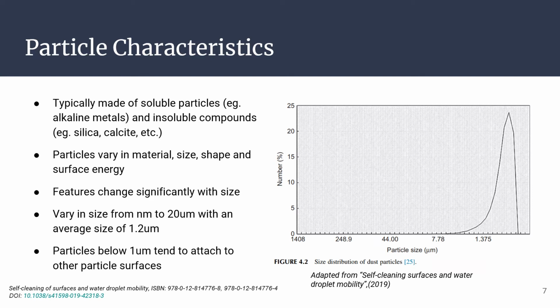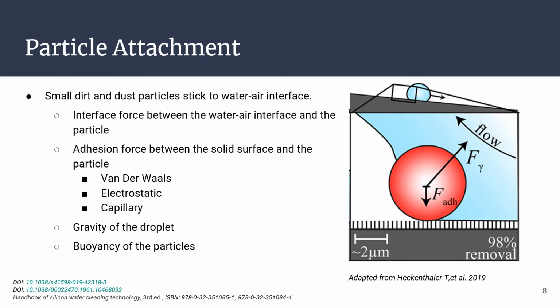These particles can vary in size from nanometers all the way to 20 micrometers. Anything smaller than 1 micrometer tends to attach itself to other particles. And as seen in the graph to the right, the average size of these particles can be assumed to be about 1.2 micrometers. Particles of dirt, dust, bacteria, and other debris stick to hard surfaces.